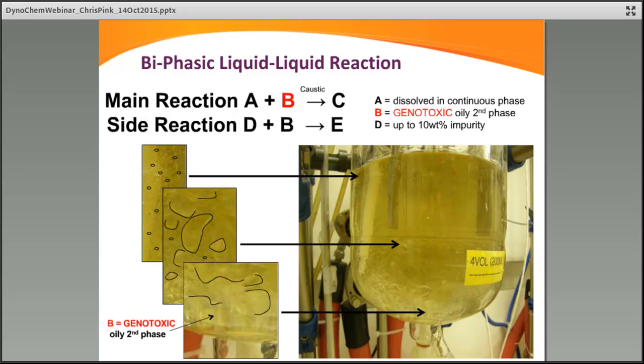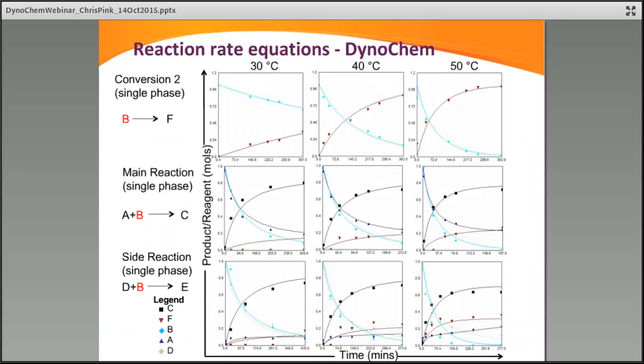This can be consumed by two major reactions: the main reaction, where it reacts with the starting material A, and also the side reaction, where it reacts with D. Now, D is an impurity that we can have up to 10 weight% in A, and with the variation potentially of this impurity, we wanted to ensure that the reaction rates for both reactions were similar, so that we could confidently say B would be consumed during the reaction time, regardless of the concentrations of that impurity.